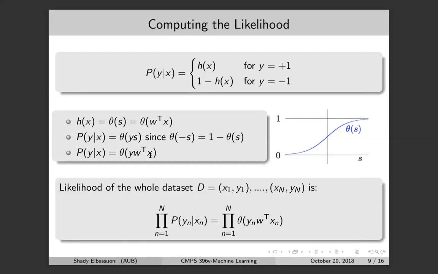Now the likelihood, this is the likelihood of a particular point, one given point. What is the likelihood of the whole data set? I'm given again as before n data points and their labels +1 or -1. So basically, the likelihood of the whole data set is the product over all the points. I assume the points are drawn independently. So it's the product of the likelihood of a single point, P of yn given xn. So this is the product from n equal 1 to n, theta of yn w transpose xn.